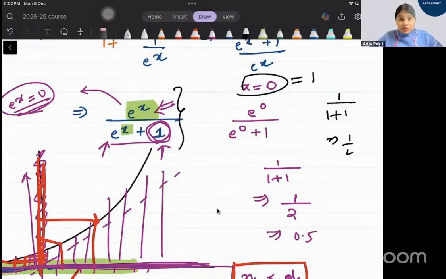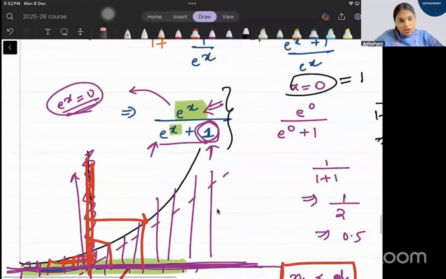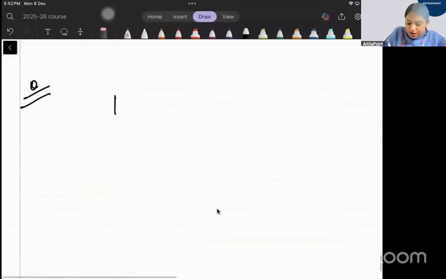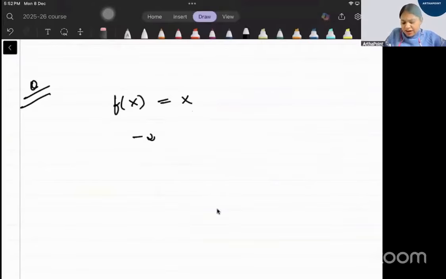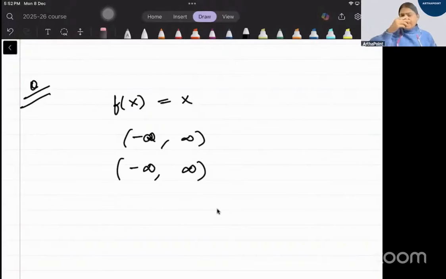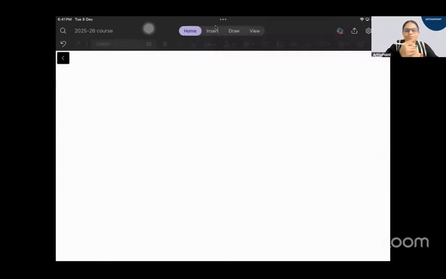Not always. Not always will that happen. I mean, just specific questions give you that range. The range can be minus infinity to infinity. So if my function is simply f(x) equal to x, then x can take any value, and y will also take any value between minus infinity and infinity. Not always will the range be that. In this question, yes, it is between 0 and 1, both not included.